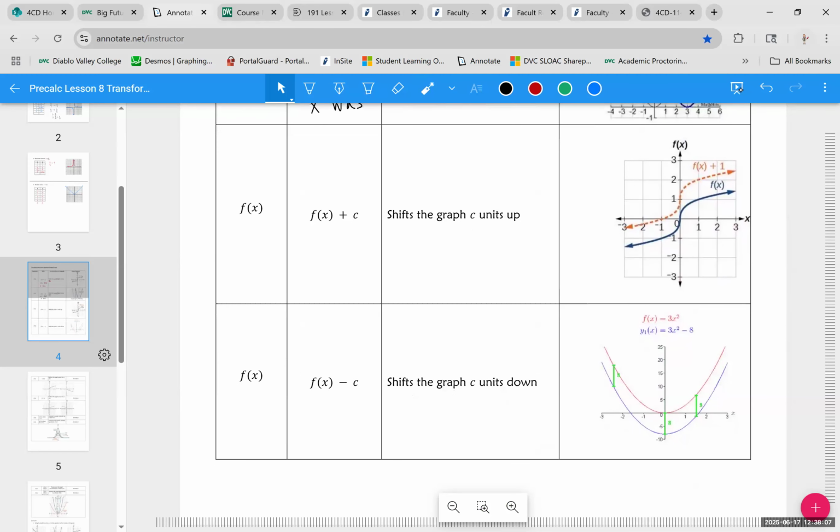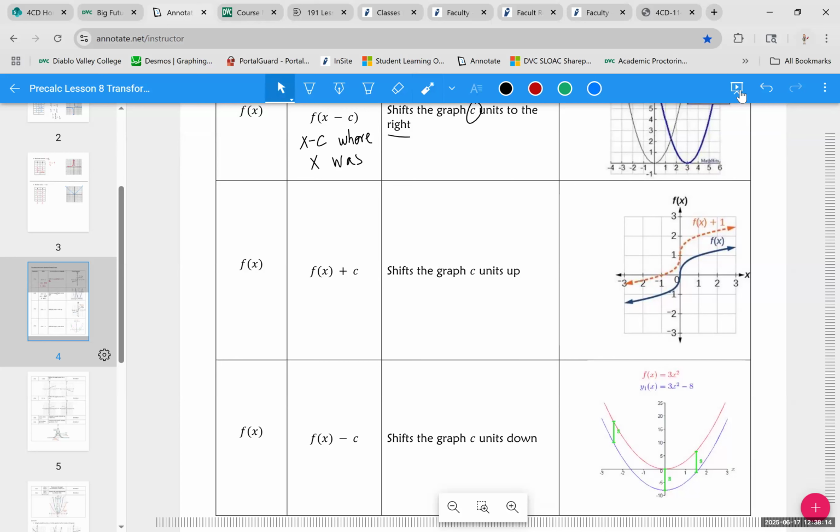We could also do an up-down shift. And so how to identify the difference between an up-down and a left-right is that for left and right, the plus c or minus c was in with the x, whereas for up and down, the plus c or the minus c comes after the whole equation. So it's kind of like you take your equation and then you add a number to it. That's what makes it go up. Or you take your equation and you subtract a number. That's what makes it go down.